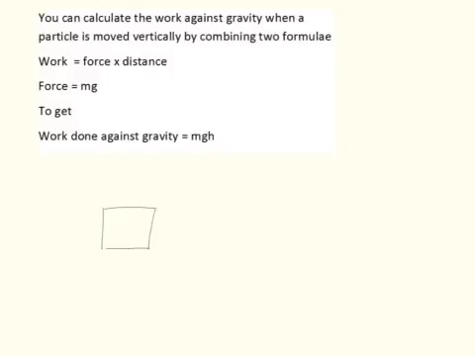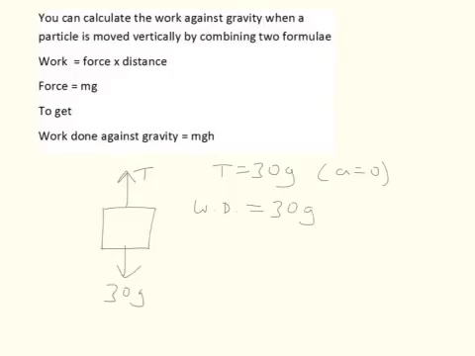So if we have a situation where a bricklayer is raising a load of bricks of total mass 30 kilograms at a constant speed, and we need to find the work done when the bricks are raised a distance of 7 meters, then T equals 30g because it's a constant speed. So the work done is mgh, because I said it was 7 meters, so that's 210g, which works out to be 2,100 joules to 2 sig figs.